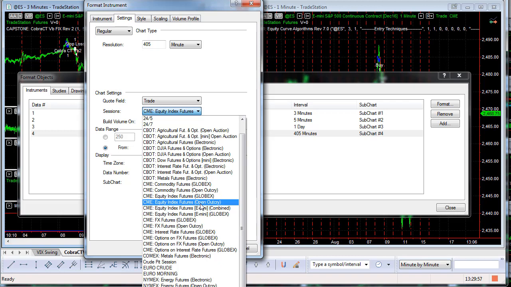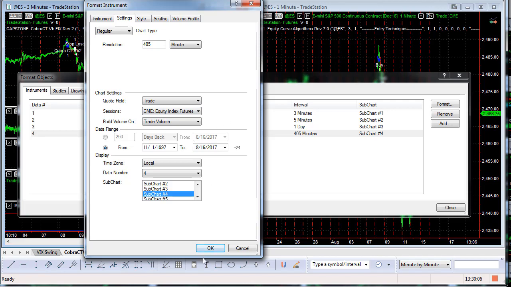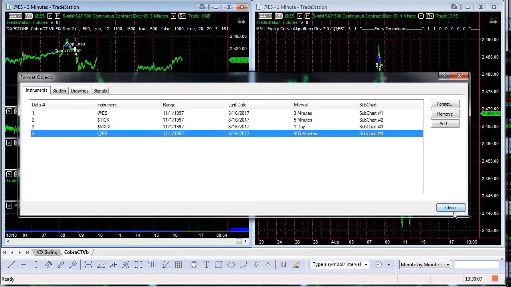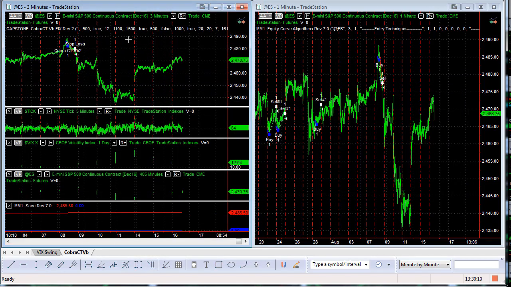This comes inside of MultiCharts. You don't have to set it up. Some of the templates we set up aren't in MultiCharts, but this one is in MultiCharts. And so those are the data settings for setting up Cobra CT5B.